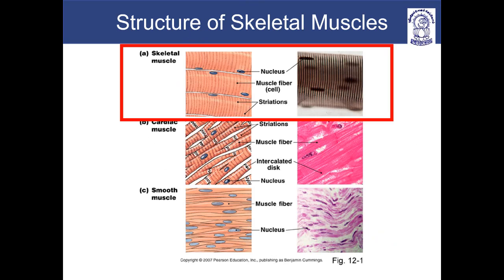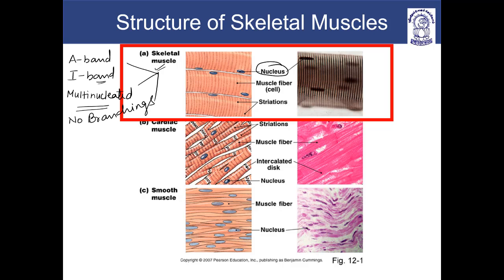So the structure of skeletal muscle is given. The skeletal muscles have striations, the bands. There are two types of bands, the A band and the I band. You can see the nucleus, it is multinucleated. There are no branchings. All these properties I'm talking about are of skeletal muscles. This is the muscular fiber or a cell, and these are the striations.